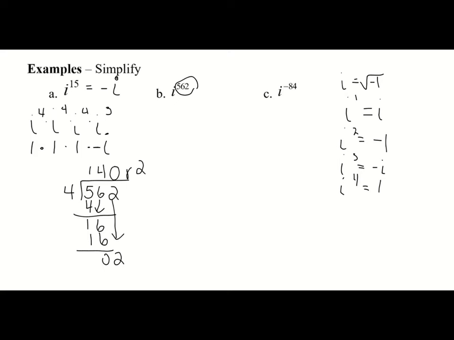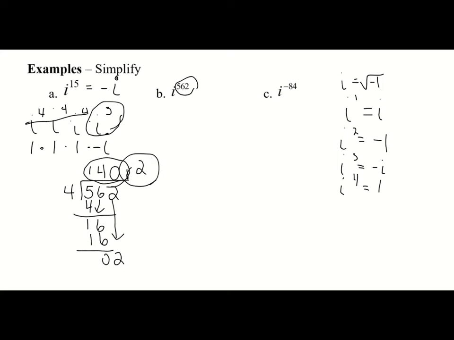So here's the deal. 4 goes into 562 140 whole times. This number is telling you how many 1s you have. So I would basically have 1 times 1 times 1 times 1 times 1 times 1, all the way up to 140 of those 1s. I don't really need to worry about that. What I need to know for my answer is my remainder. Like I said, for the first one, those turned into 1s. It didn't matter. It's the remainder that makes the answer.